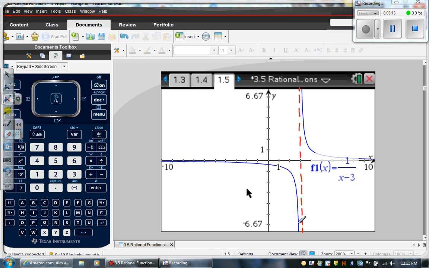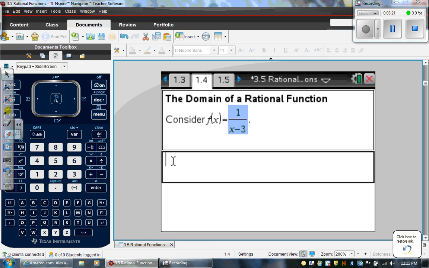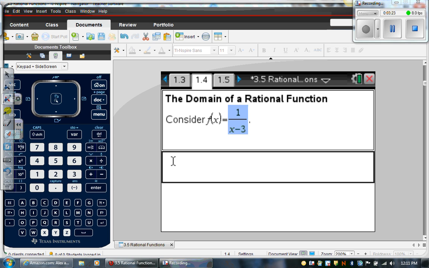Going back to my original problem, my domain, since that is what they were asking for in the first place, is going to be everything except for that value of 3. So we can say everything from negative infinity to 3, but not including 3, and then everything from 3 to infinity. So there's our domain.